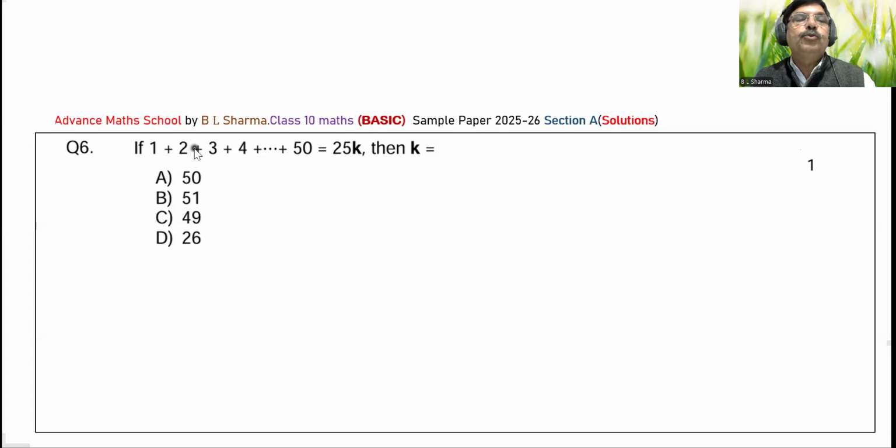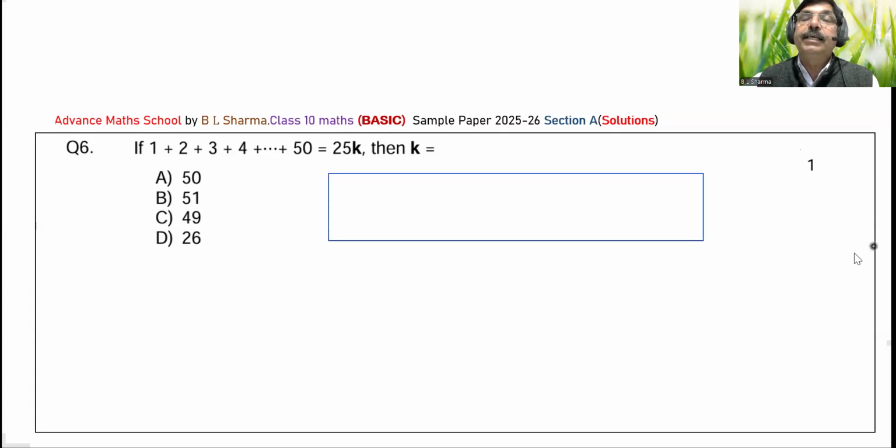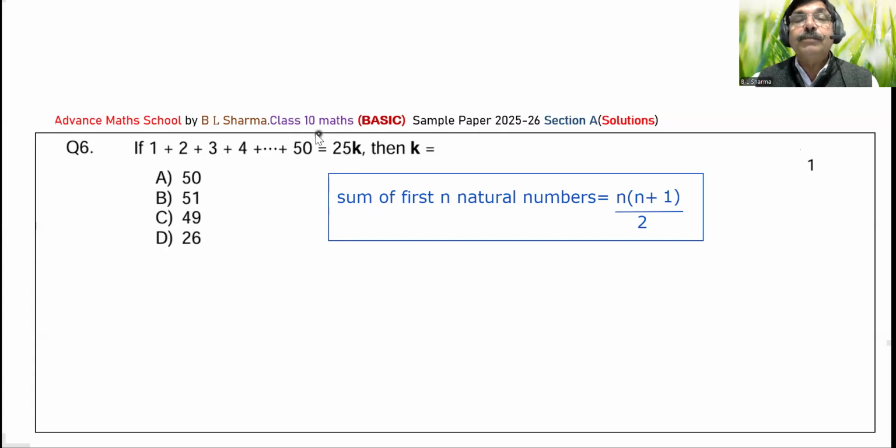If 1 plus 2 plus 3 plus 4 up to 50, that is 25k, then find the value of k. देखिए natural numbers हैं ये up to 50, 1 to 50. So what is the formula for the sum of first n natural numbers? ये formula होता है, देखिए, the sum of first n natural numbers is n into n plus 1 by 2. यहाँ पे first 50 natural numbers चाहिए. It means what is the value of n?